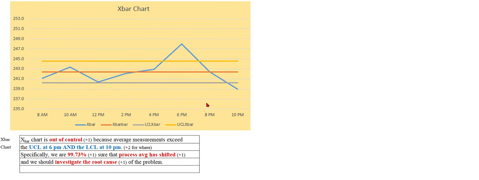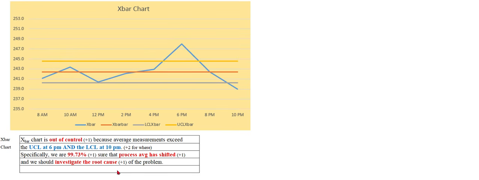Continuing on, specifically we are 99.73% sure. You have to have that exact percent. It equates to essentially 6 standard deviations. So we are 99.73% sure that the process average has shifted. The process average has shifted. You get a point for that. And we should investigate the root cause of the problem, +1 for stating that.